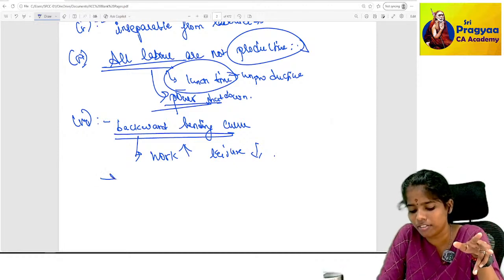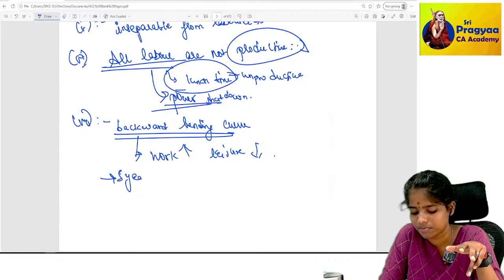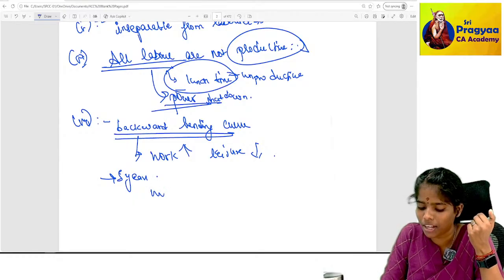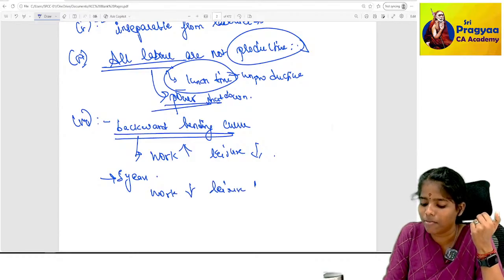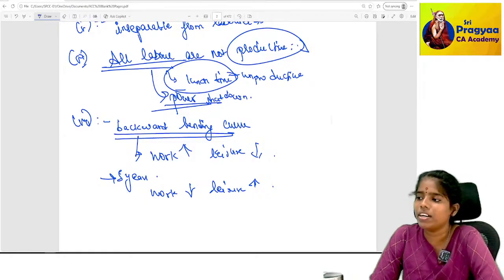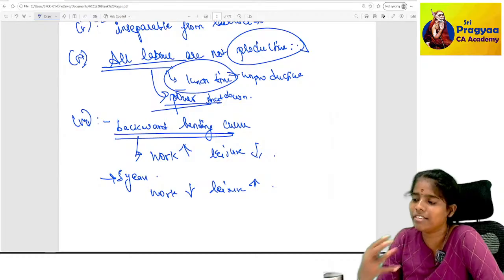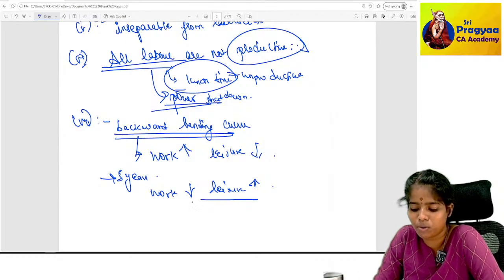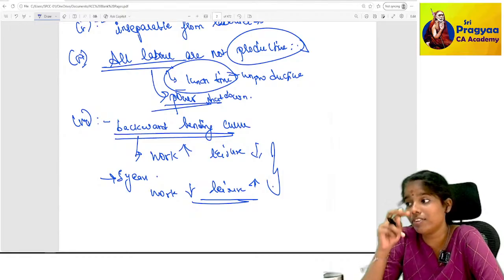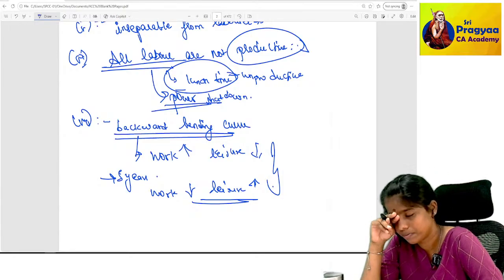When time goes by, after 5 years, what will happen? Now I will want to spend my money. At this time my work hours will be less, but my leisure time will be more. I will be in a top position. In that time I want to go and spend for myself also. So leisure hours will be more of a priority after 5 years. Because of this reason, there is a backward bending curve for labor.